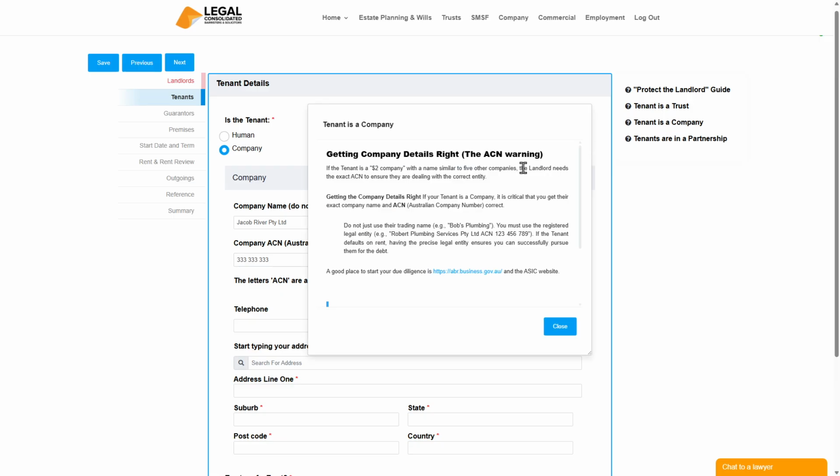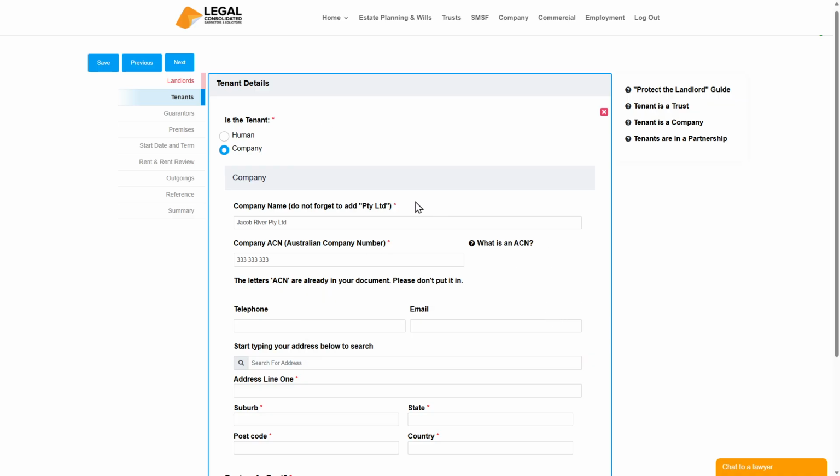If the tenant is a company, again, have a look at the Australian Business Register. It's free, and also the ASIC website, just to make sure you're dealing with the right company.